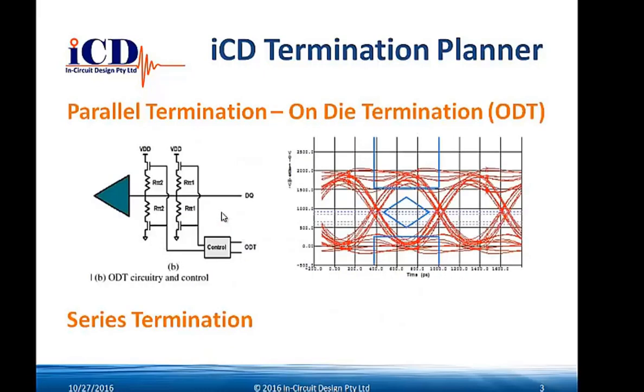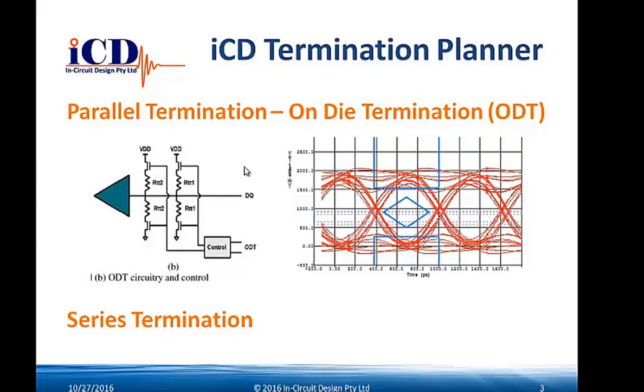Two basic ways of terminating a transmission line. There's parallel termination, which is generally done at the load, and these days in the latest high-speed devices like DDR memory devices, on-die termination is actually built into the chip itself on the input pin. So here we have, for instance, a memory device, and it has pull-ups and pull-downs. Now you can imagine some of these pull-ups and pull-downs are only 20 ohms.